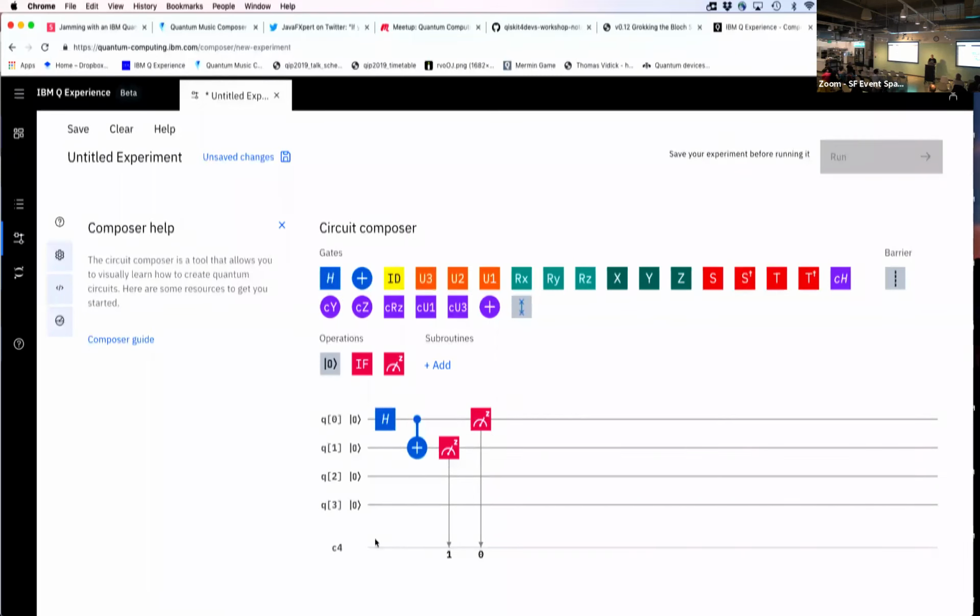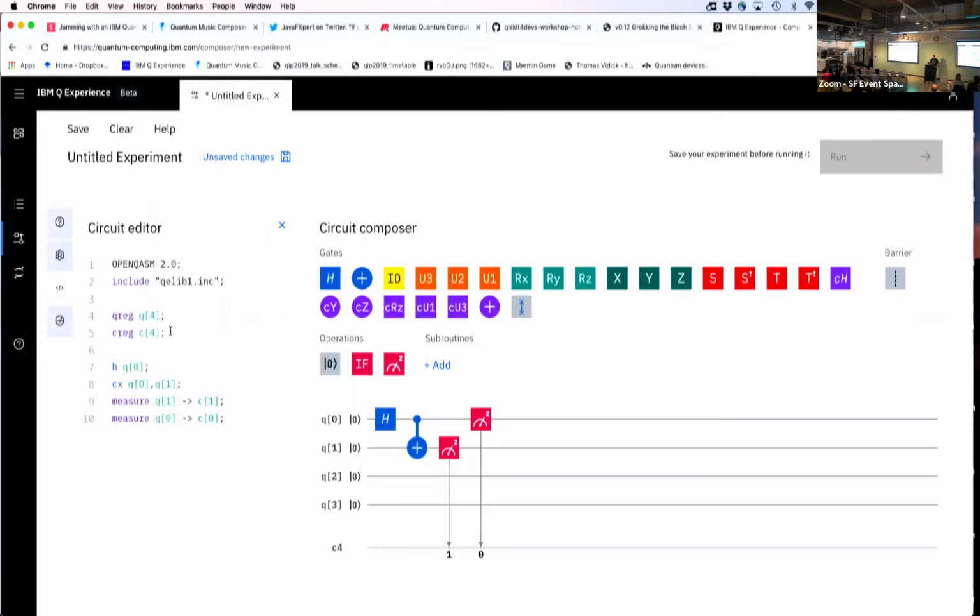Now that it's on the classical wire, our classical computer can read what the measurement was. So that's where the quantum computer physically puts it on that wire where the classical computer can get at it. And then we can see things like, how is that represented in code?